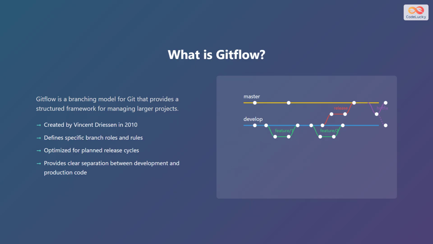Gitflow is a branching model for Git that provides a structured framework for managing larger projects. It was created by Vincent Driessen in 2010, defining specific branch roles and rules. Gitflow is optimized for planned release cycles, providing a clear separation between development and production code. It helps teams manage features, releases, and hotfixes in an organized and efficient manner.